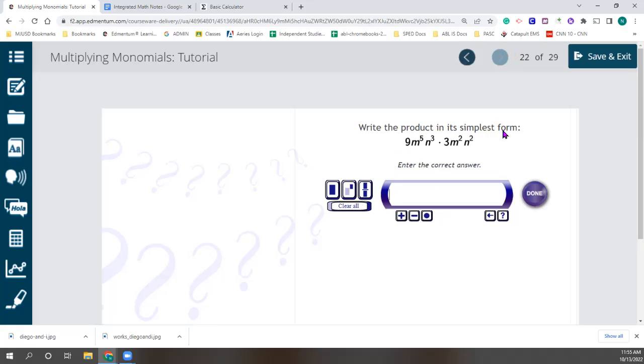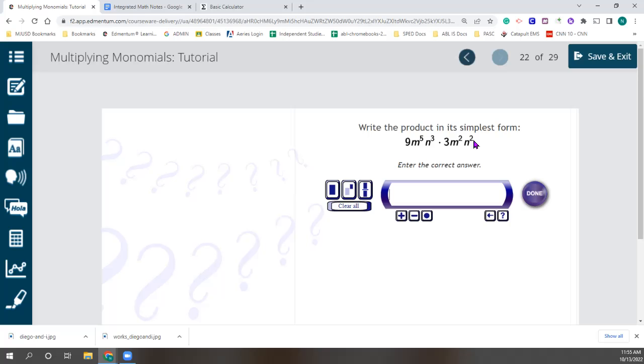Write the product in its simplest form. Whoa, we've got 9m5n3 multiplied by 3m2n2. I'm going to have to write this one down. 9m5n3 multiplied by 3m squared n2 equals, I'm going to separate out the coefficients. 9 multiplied by 3.